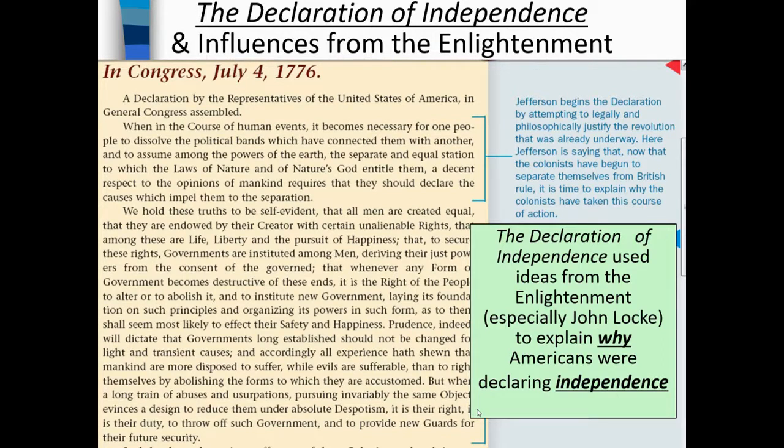The Declaration of Independence and influences from the Enlightenment. Jefferson begins the Declaration by attempting to legally and philosophically justify the revolution that was already underway. Here, Jefferson is saying that now that the colonists have begun to separate themselves from British rule, it is time to explain why the colonists have taken this course of action. The Declaration of Independence used ideas from the Enlightenment, especially John Locke, to explain why Americans were declaring independence.